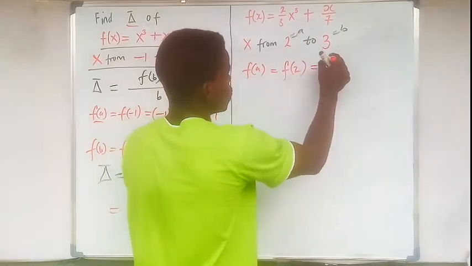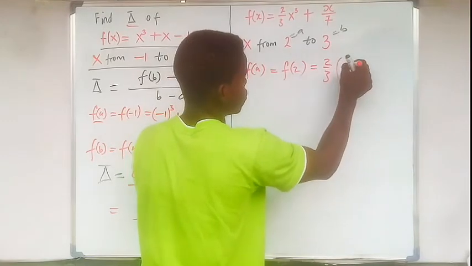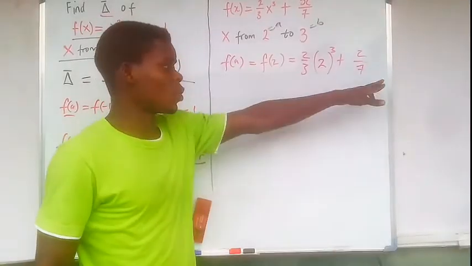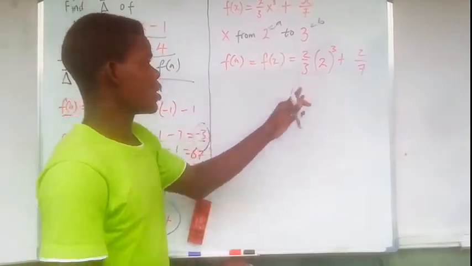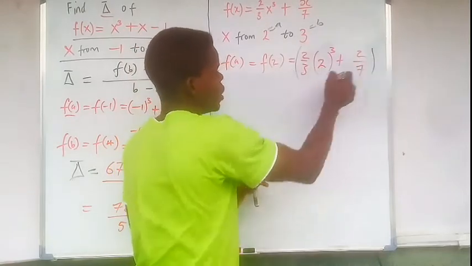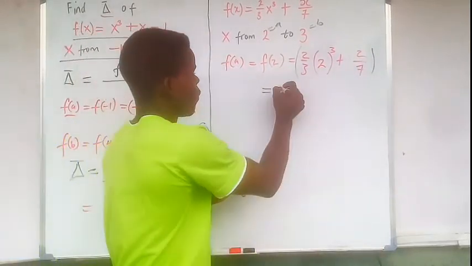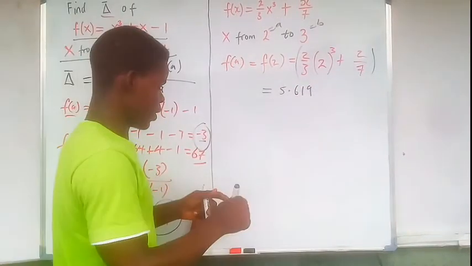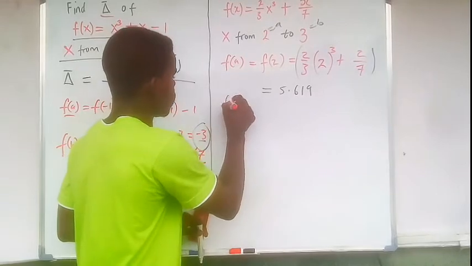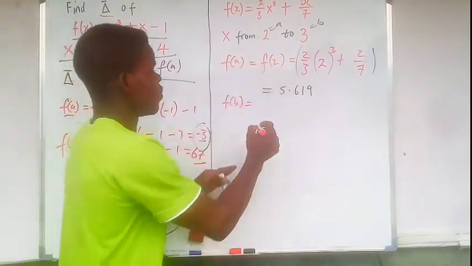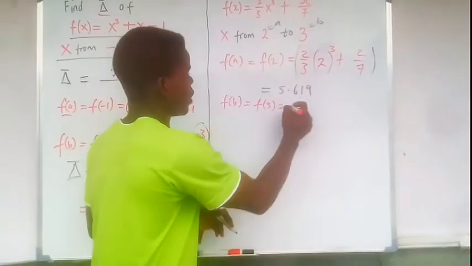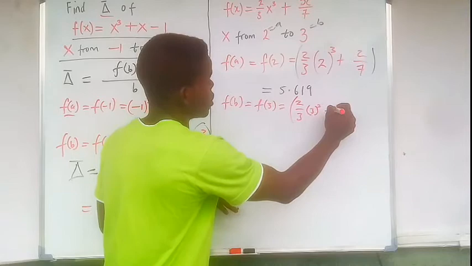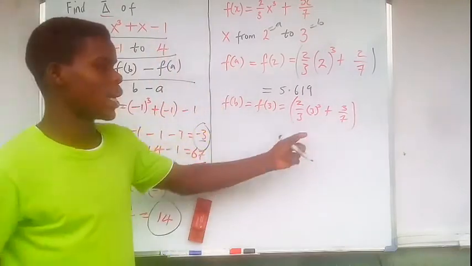So this will become what? 2 over 3 times 2 to the power 3 plus 2 over 7. So here we are just going to evaluate this and we just plug in the value there. So evaluating this, the whole of this resolves to 5.619. So we do the same thing for the f of b. So f of b will now become, now plug in your b. B is 3. So f of 3 is now giving us 2 over 3 times 3 to the power 3 plus 3 over 7. So we just go ahead and solve this.